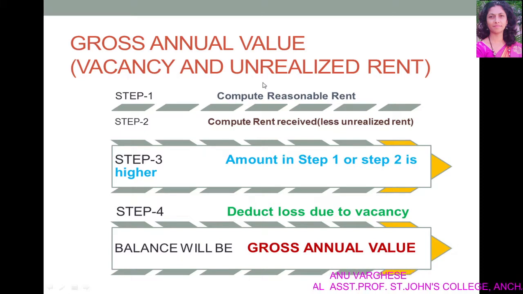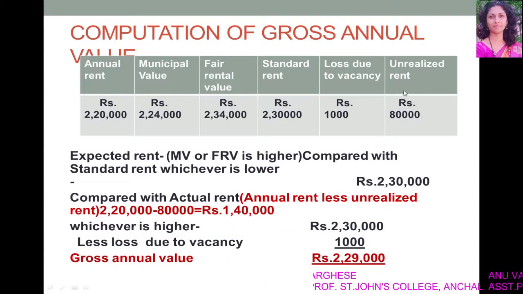So step number 1, first of all you compute reasonable rent. Then step number 2, you compute actual rent received. Actual rent received means rent received minus unrealized rent. Then step number 3, you compare step 1 and step 2, whichever is higher. From that figure you deduct loss due to vacancy. The balancing figure will be gross annual value. Hope you understood. You will be more clear when you look at this illustration.